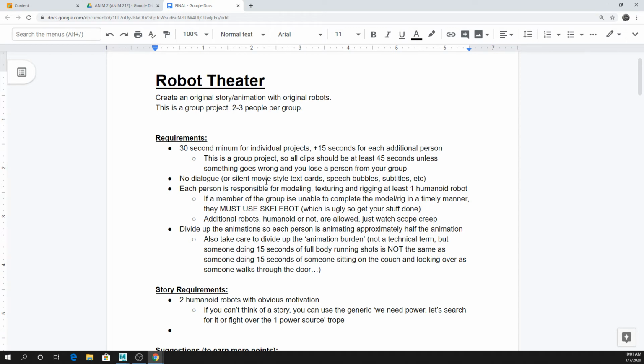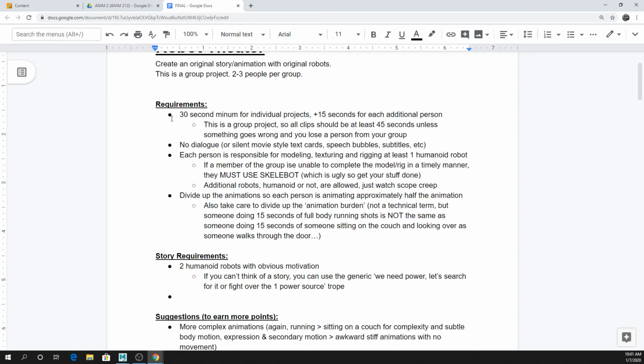All right. So the basic requirements of this is, if it's an individual project for some reason, 30-second minimum. For every additional person, add 15 seconds. So if it's a 2-person group, 45 seconds, 3-person group, 60-second minimum.